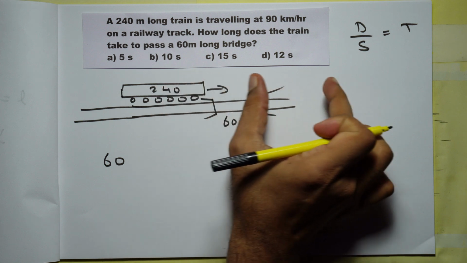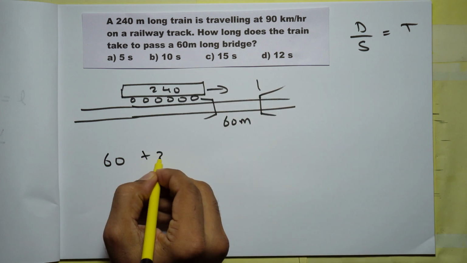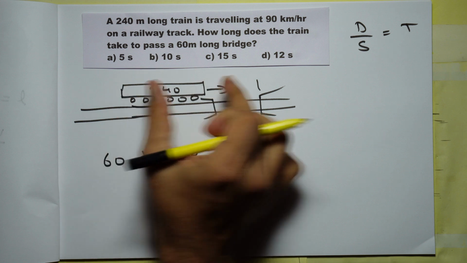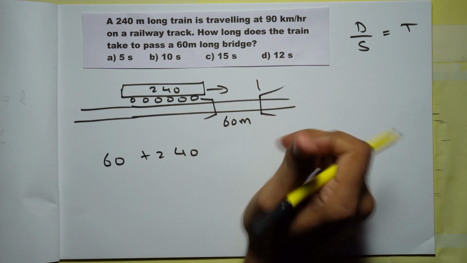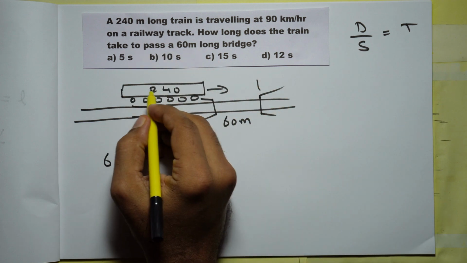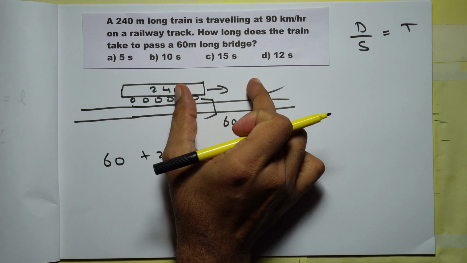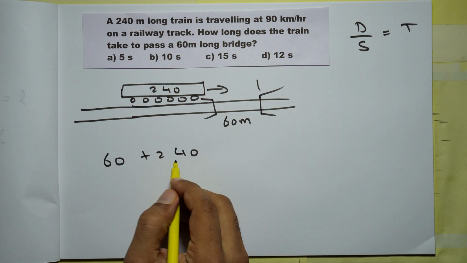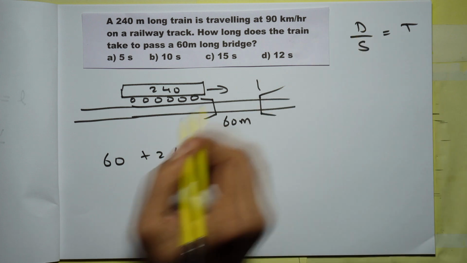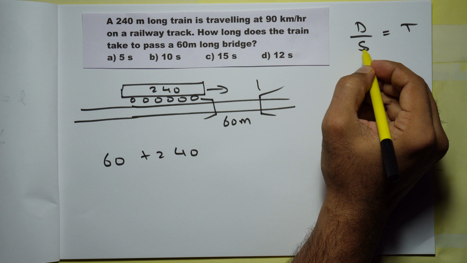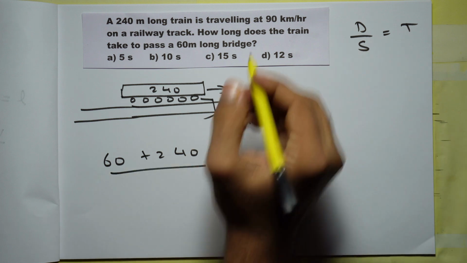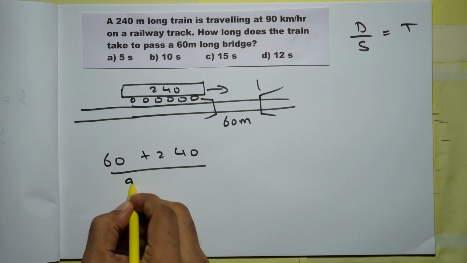Then its own body length 240 meters. Then the train will be completely ahead of this bridge. To pass the bridge means it should completely pass the bridge. So first the length of the bridge, it will reach here. Then its own body length 240 meters. So distance to be moved is 60 plus 240, 300, divided by speed. Speed is 90 kilometers per hour.